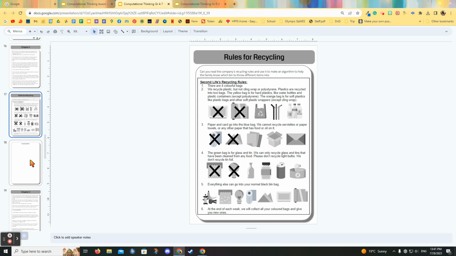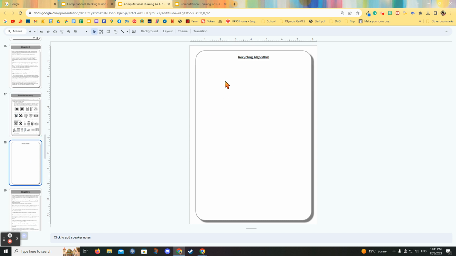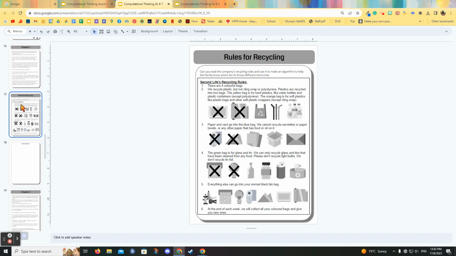Then what learners need to do is come up with a recycling algorithm for what happens to different types of recycling. So they'd ask questions like, obviously the first question would be, is it a food item or is it an object? If it's an object, is it a hard object or a soft object? Okay, soft object. Is it made of paper or is it made of plastic? So they're going to create a flowchart algorithm or set of rules to help decide what recycling must go into which different area.